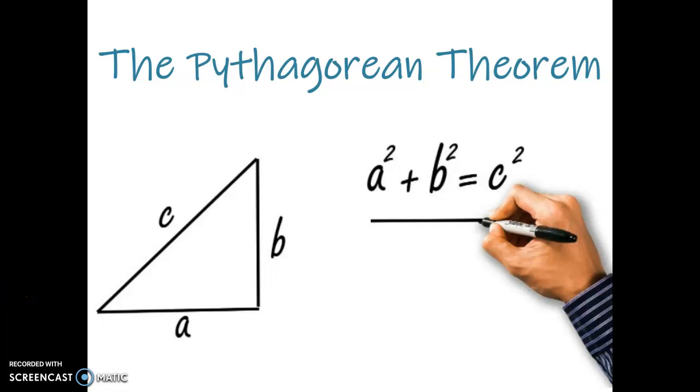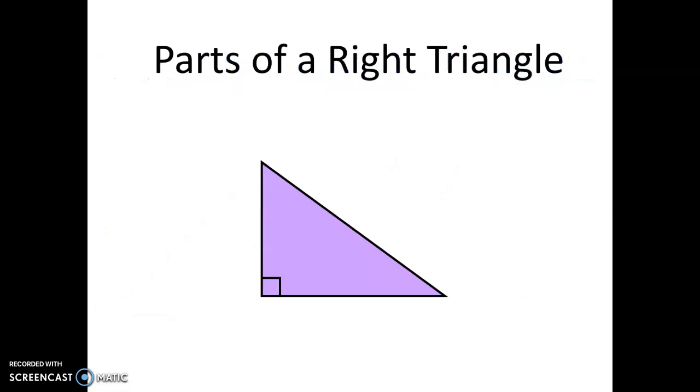Hi, welcome to your lesson on the Pythagorean Theorem, one of the most famous theorems in mathematics. Let's get started. So let's begin with a right triangle, because the Pythagorean Theorem only applies to right triangles. A right triangle is a triangle with one right angle, like we can see here, which means a 90-degree angle.